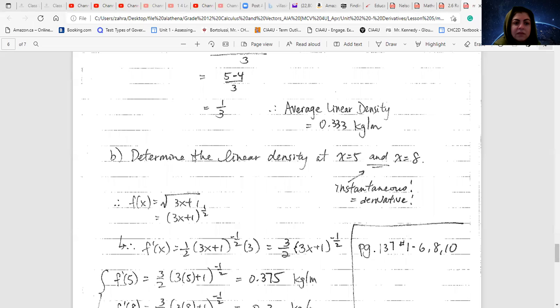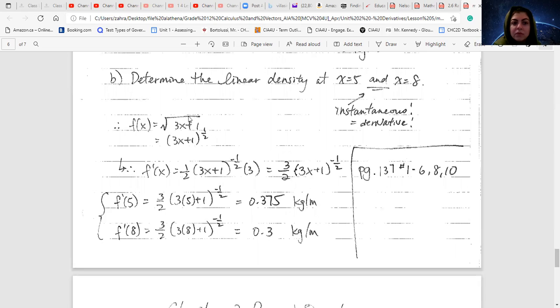That's the density. Determine the linear density at x equals 5, and when it says at, it means instantaneous. You have to take a derivative of your function. Hope you remember the power rule. For the square root of 3x plus 1, the power is 1 over 2, power in front, power minus 1, and we go with the derivative of the inside, which is 3. So for f prime at 5, just instead of the x, you put 5. For f prime at 8, instead of x, you put 8, and that would be the instantaneous rate of change at that point.